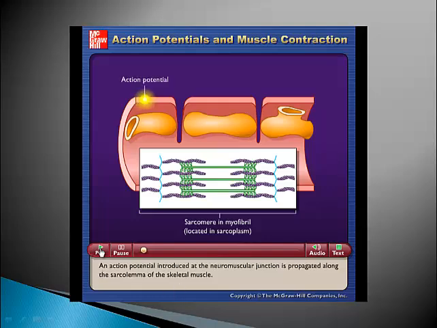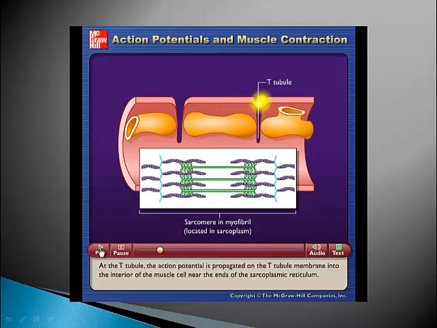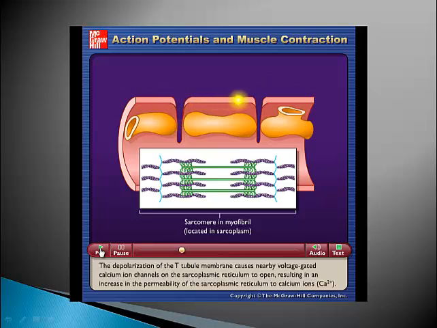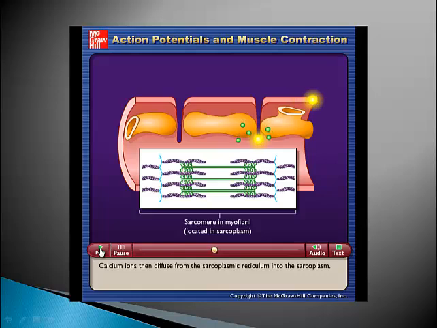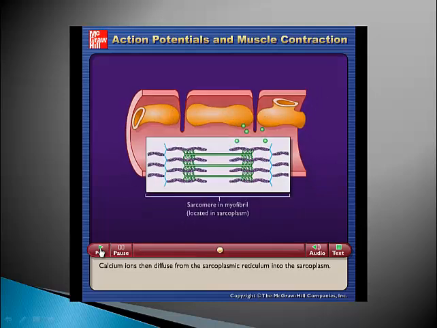An action potential introduced at the neuromuscular junction is propagated along the sarcolemma of the skeletal muscle. At the T-tubule, the action potential is propagated on the T-tubule membrane into the interior of the muscle cell near the ends of the sarcoplasmic reticulum. The depolarization of the T-tubule membrane causes nearby voltage-gated calcium ion channels on the sarcoplasmic reticulum to open, resulting in an increase in the permeability of the sarcoplasmic reticulum to calcium ions. Calcium ions then diffuse from the sarcoplasmic reticulum into the sarcoplasm.